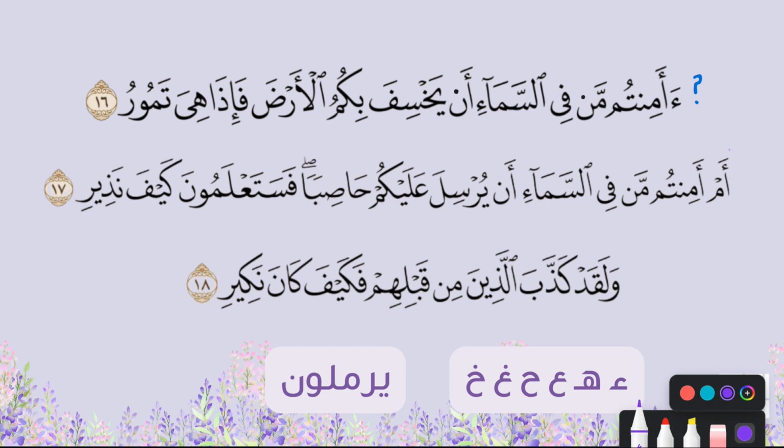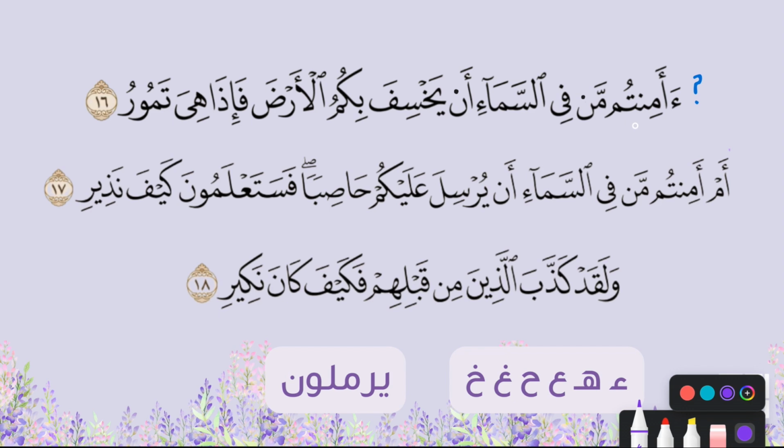I have to reach to the exit of the ta, pronounce the ghunna, and then the ta. So I'm gonna say amintum, mintum, and the ghunna is pronounced from the front part.